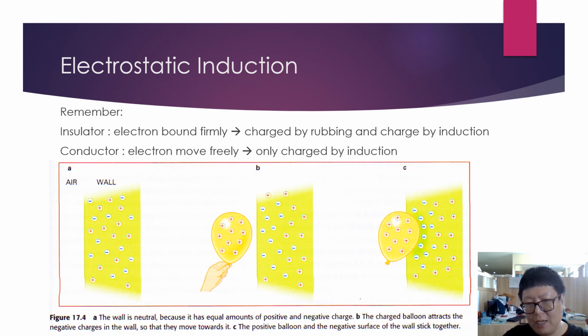Is there any repulsion? Yes, there will be a repulsion between the positive balloon and the positive part here, but it's further away. So the repulsion will be smaller than the attraction. So this is what makes the balloon stick onto the wall. The process when the wall goes from neutral to negatively charged, we call charging by induction. But for the conductor, because the electrons can move freely, you cannot use rubbing methods, because the electrons can move by themselves without rubbing. So the only way for you to charge the metal is using the induction method. How to charge metals by induction, we are going to discuss in the next slide.